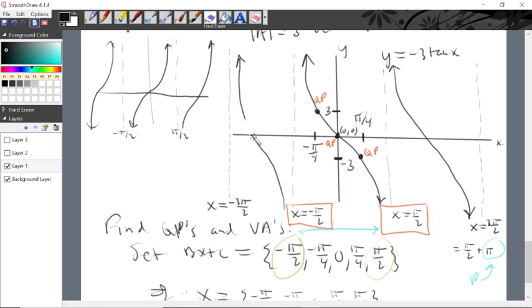Fix this graph a little bit here. Do a little better here with the symmetry. So about halfway between these two asymptotes, there's a point. Okay. I think that's a little bit better.